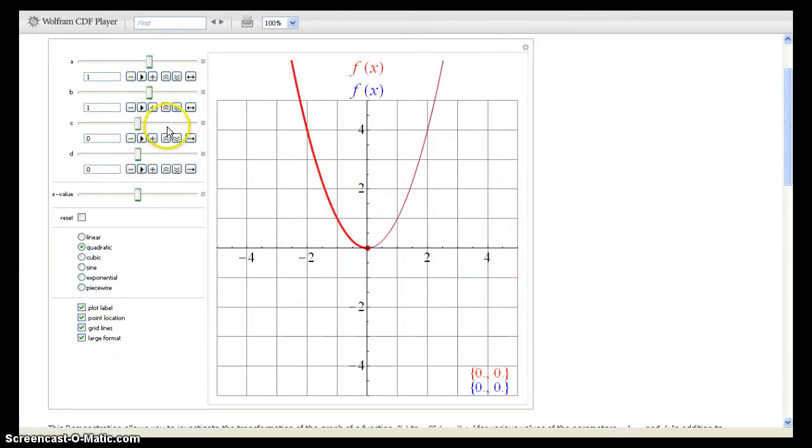If I take my c value and I shift it, here's minus 2. And again, you could watch the numbers up here as the graph shifts here. Shift it right. If I add, I shift it left. Subtract, shift right. Add, shift left.